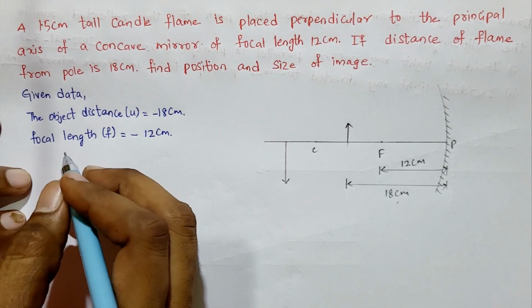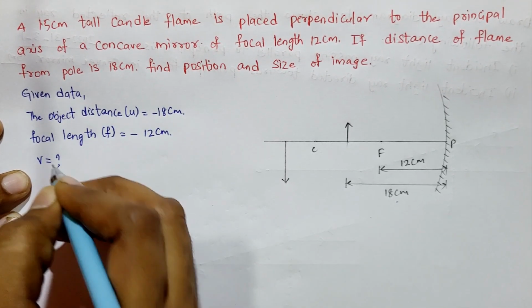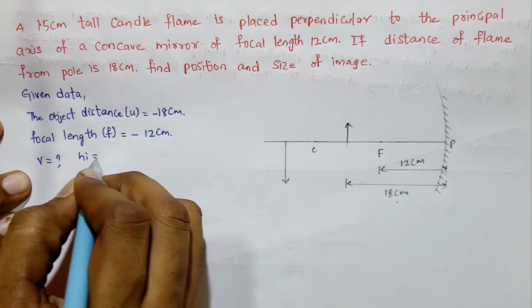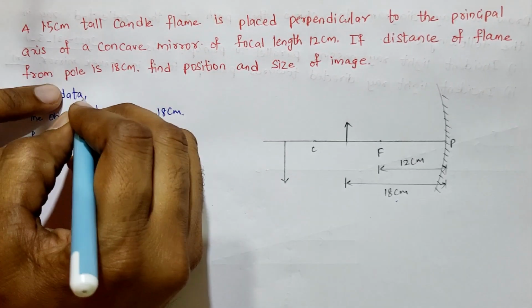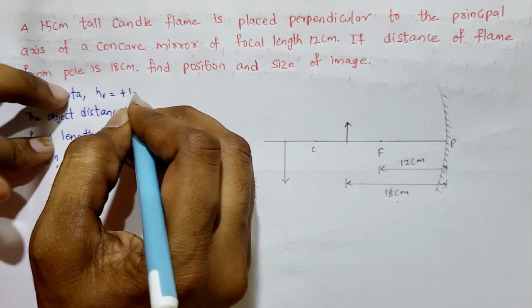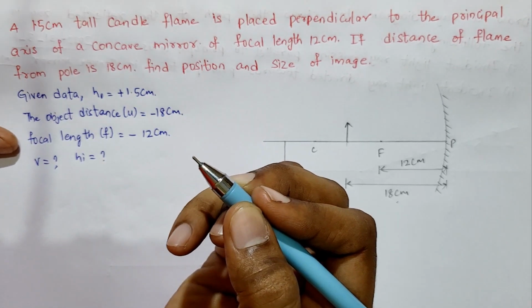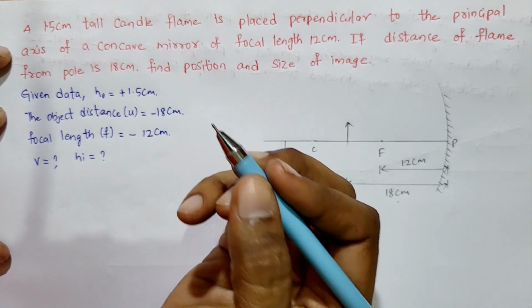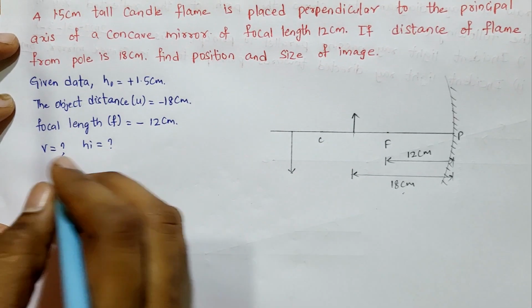So now what we have to find? We have to find v is equal to question mark and height of image hi is equal to question mark. They also gave height of object in the given data itself. Height of object ho is equal to plus 1.5 centimeters. Now we have to find the image distance and also the image height. Let us find out now.